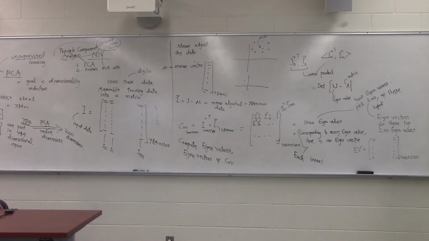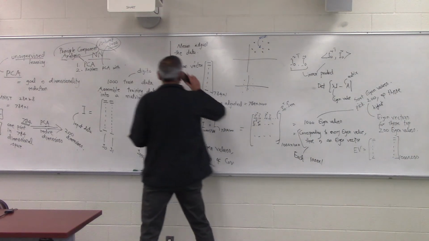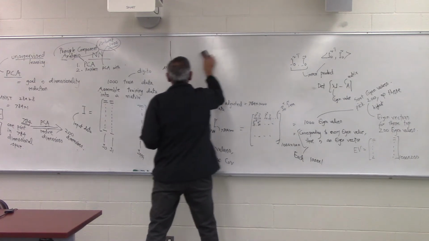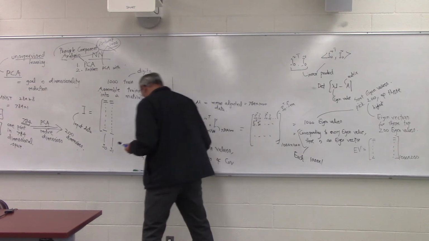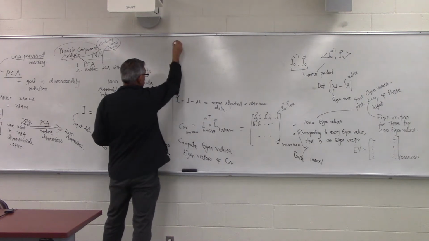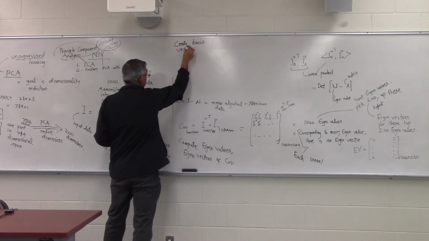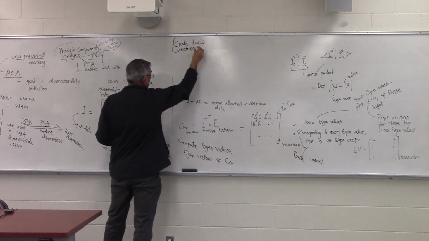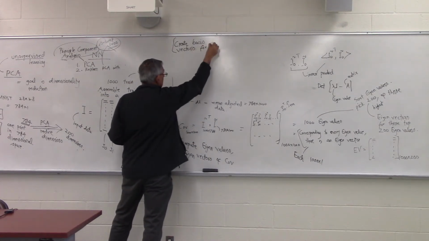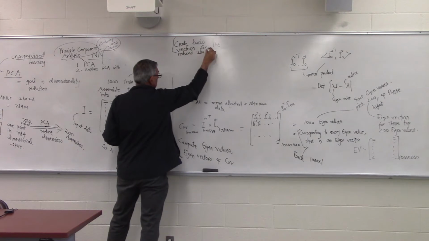So now let's go back, and we need a few more steps over here to reduce the dimensionality. Okay, so now what we'll do is we'll create basis vectors for the reduced 200-dimensional space.